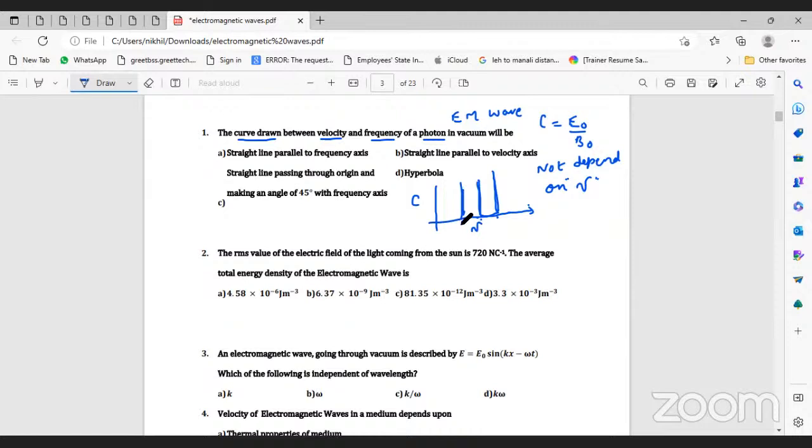So if I want to write the frequency for metal A, this is done. For metal B, for metal C. For different metals, maybe the value of the frequency will change, but the speed of light will not change. When the speed of light is not going to change, when it does not depend on the frequency, it must be parallel to the velocity axis.